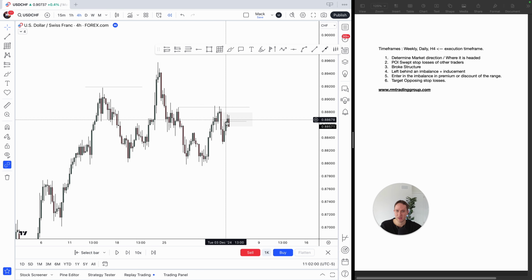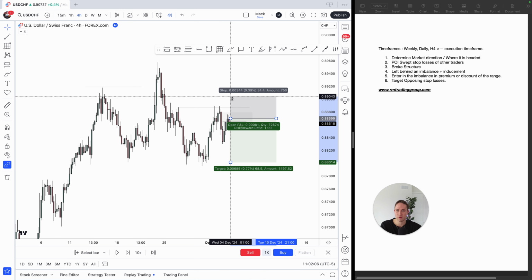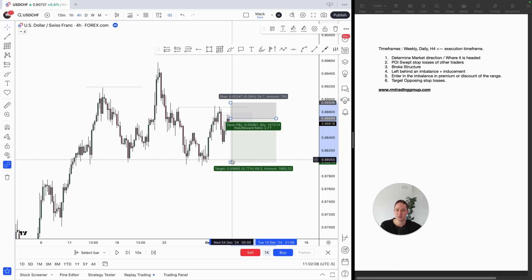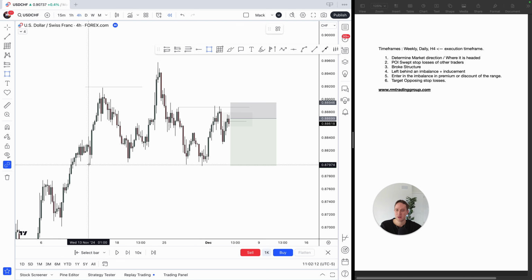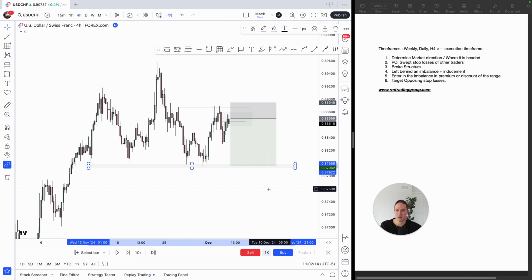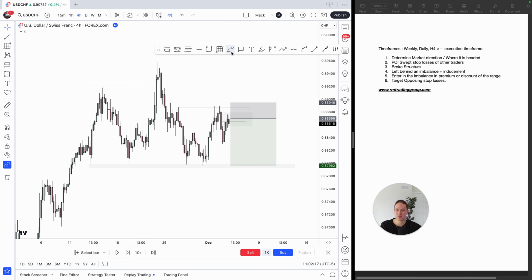Boom. So we finally get that run on this inducement, and we can look to put our entry anywhere within this general region with our stop loss just above these highs, and we can look to target these lows down here because like I said earlier, these are going to be the stop losses of those traders that we are looking to target. We ran the stop losses of these traders. Now we're going to look to take the market down into these areas here.